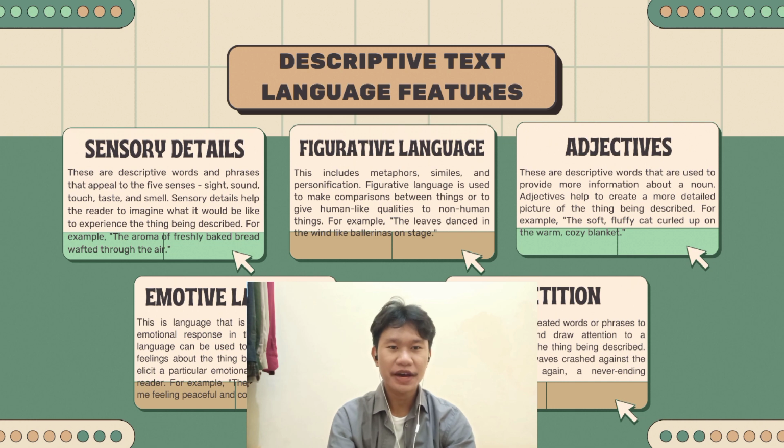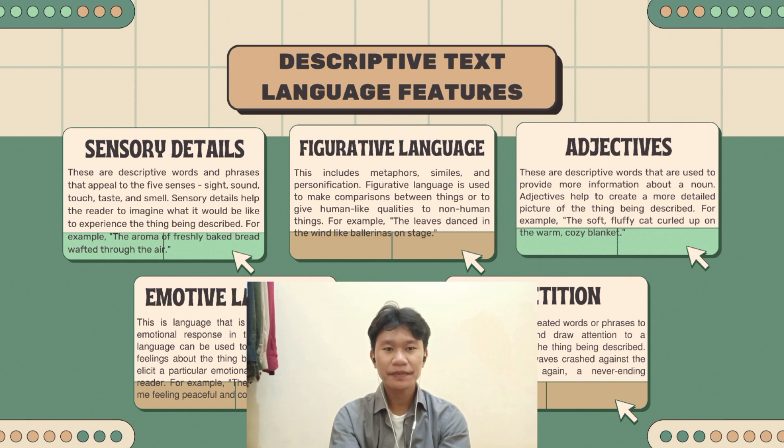Similes are made by using the word like or as to indirectly compare two different things. In this case, the leaves are compared to ballet dancers to give an image of gentle and elegant movements under the wind. And the next is adjectives.